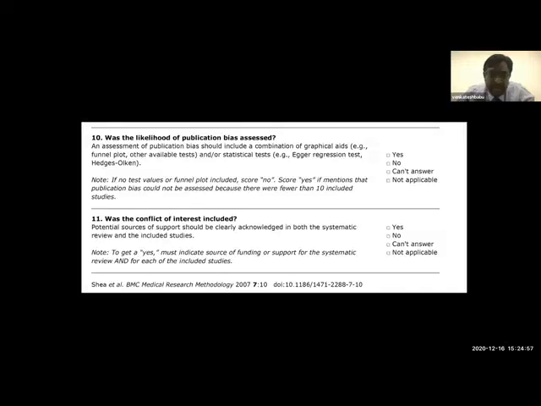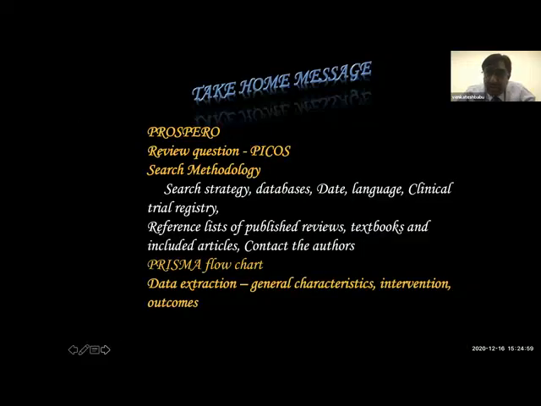Yes, thank you. Okay. So the take home message in my presentation is the Prospero database. I explained that the review question has to be based on your PICOS research question, then search methodology and search strategy, which you have to frame with OR and AND. Don't type, you have to select from that option. Database minimum 2, date and language are important. You have to clearly mention what clinical trial registry you are searching, and also your reference list of published reviews, textbooks and included articles, and contact the authors for missing information.